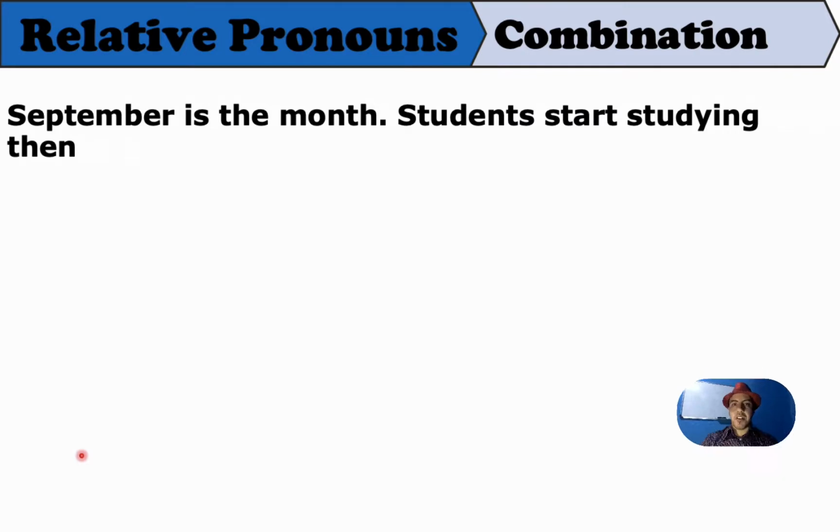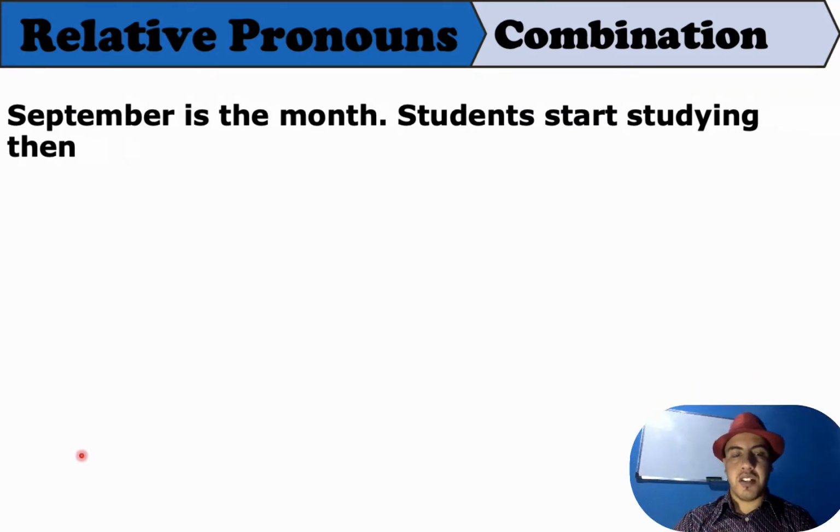September is the month students start studying then. So what is repeated? Good. It is the month then. And also September, because September is the month, and the month is then. Okay, so normally these are the things which are repeated. So which one are we going to delete? Is it the month or then? Very good. It is then.